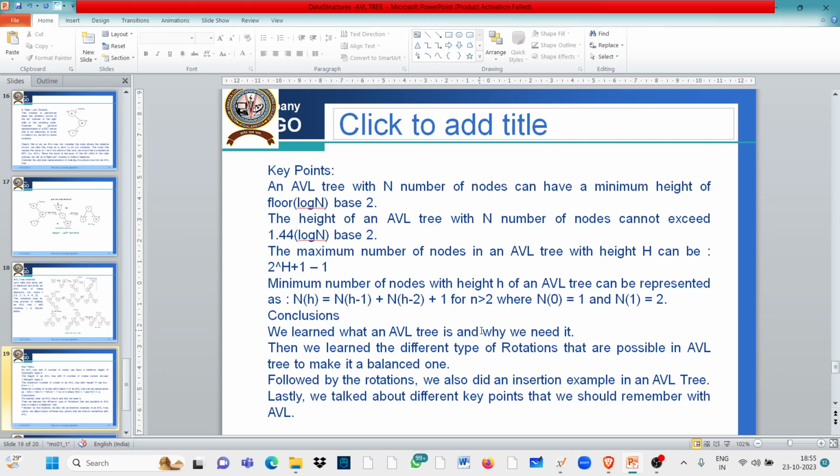Then coming to the conclusion, we learned what an AVL tree is and why we need it first. Then we learned the different types of rotations that are possible in an AVL tree. Then followed by the rotations, we also did insertion in the example tree. Lastly, we talked about the key points that should be remembered with AVL.